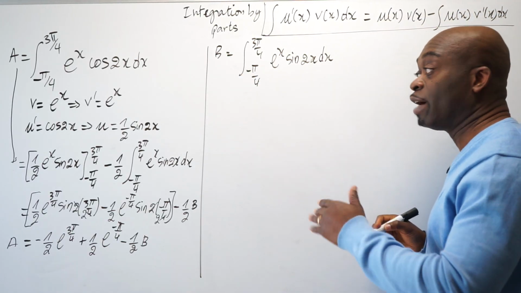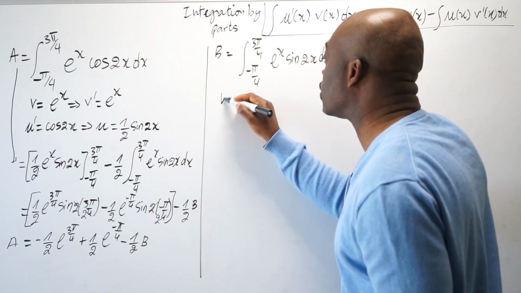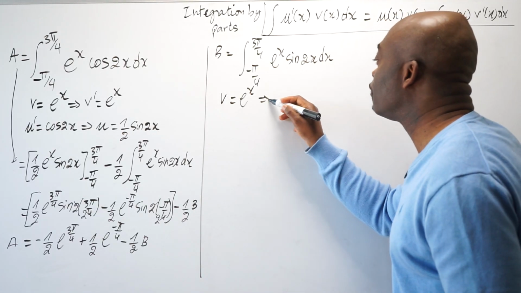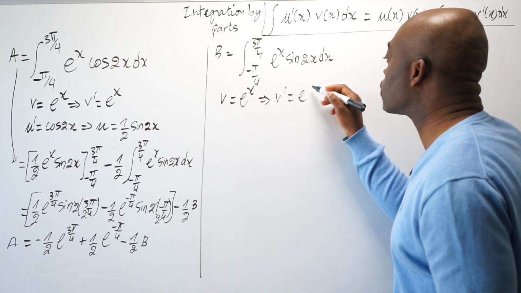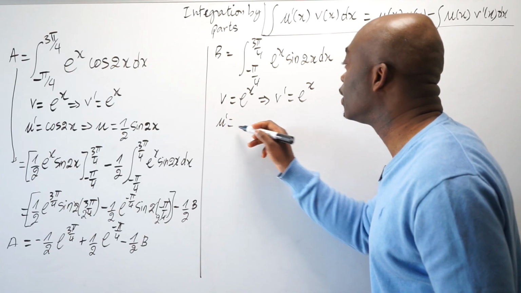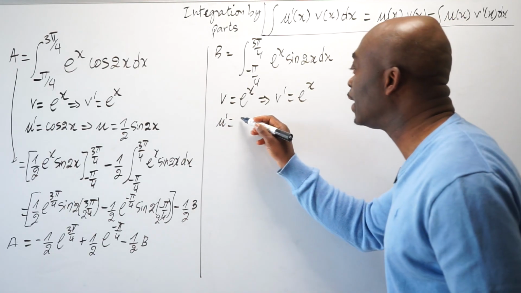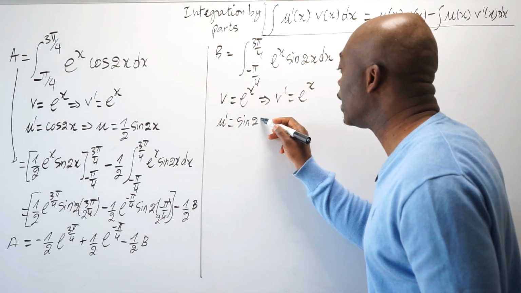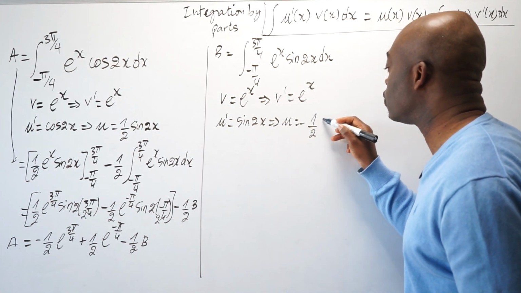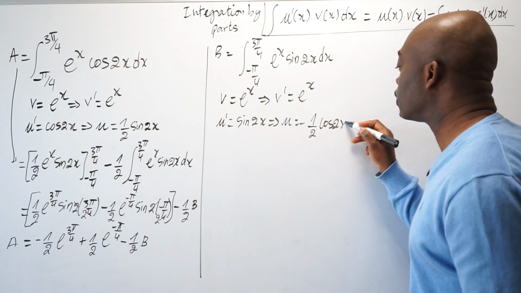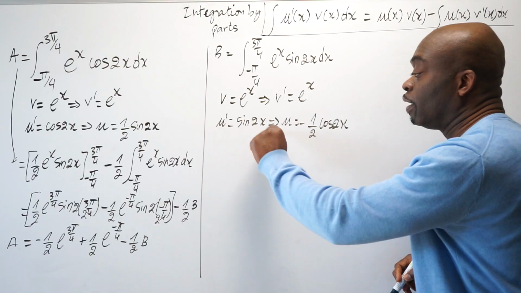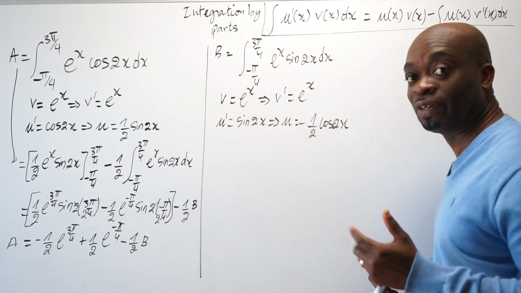So we're doing it a second time. We've got to determine what our v is. V again here is exponential x, and v prime is also exponential x. And then u prime is going to give us what? Sine 2x. So u is going to be negative 1 over 2 cosine 2x. Again, you can always check this: take this one, find the derivative, and you should get this one back. If not, something is wrong.